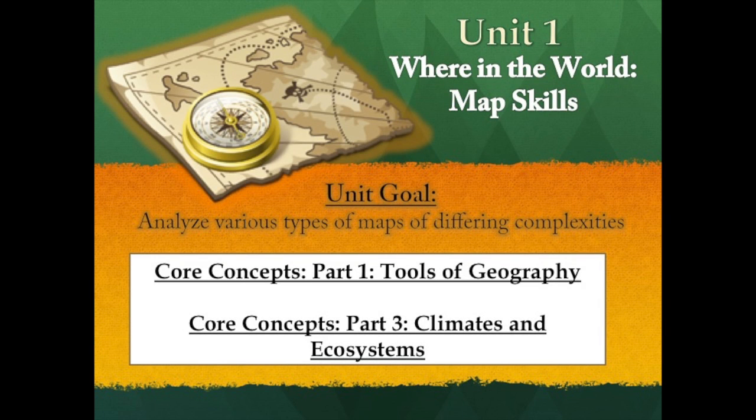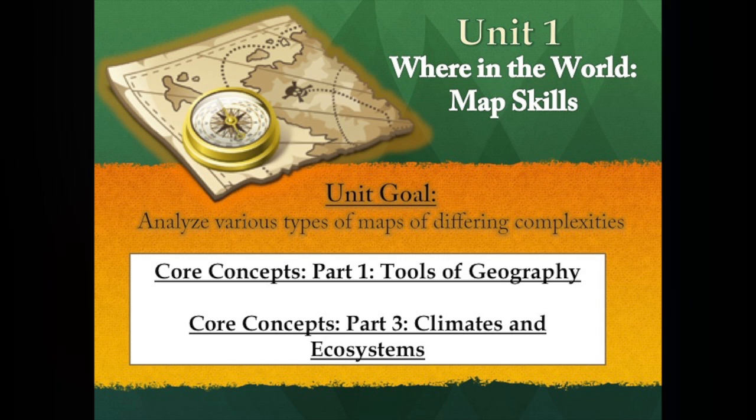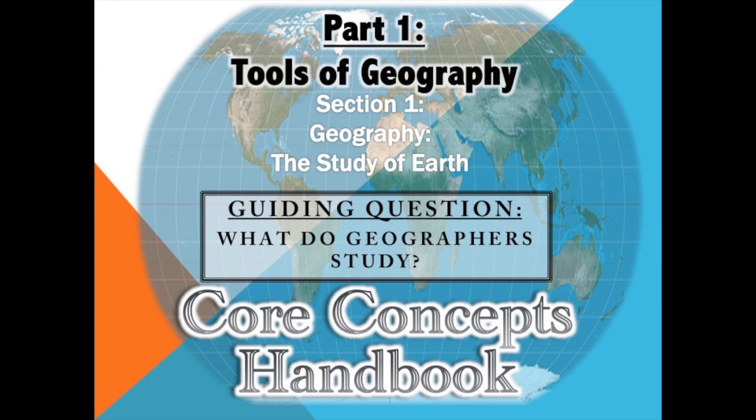We're beginning with Unit 1, Where in the World: Map Skills. The unit goal is to analyze various types of maps of differing complexities. It includes Part 1 from Core Concepts, which is Tools of Geography, and Part 3 from Core Concepts, Climates and Ecosystems. We're beginning with Section 1, Geography, the study of Earth. You should be able to answer what geography studies by the end of this section.